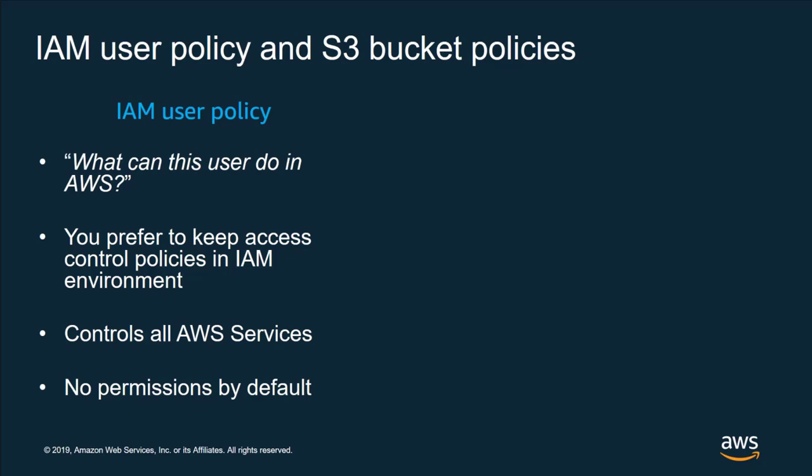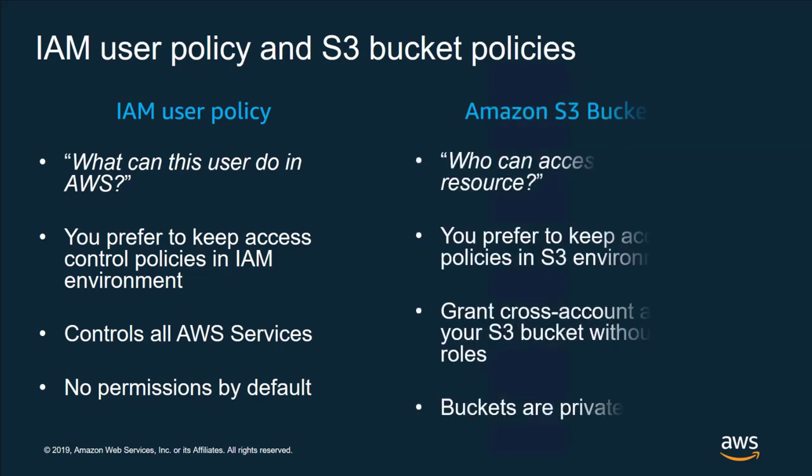So the best way to really look at it is the IAM user policy set answers the question, what can this user do in AWS? So essentially it allows you to put the conditions, statements, and policies attached to IAM user groups and users that control what access to AWS services they have. When you create an IAM user, by default, they have no permissions, so you need to explicitly add new permissions to an IAM user. And like I said before, it controls all AWS services.